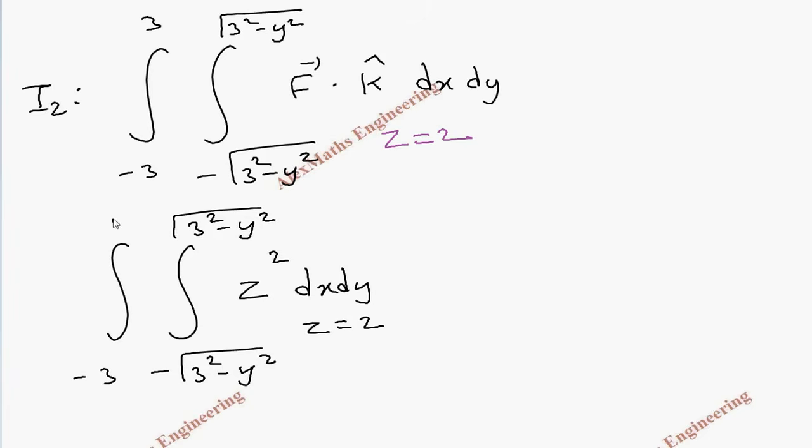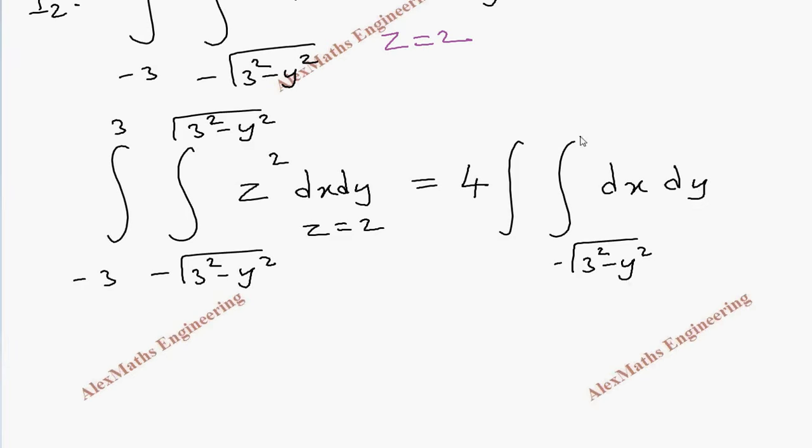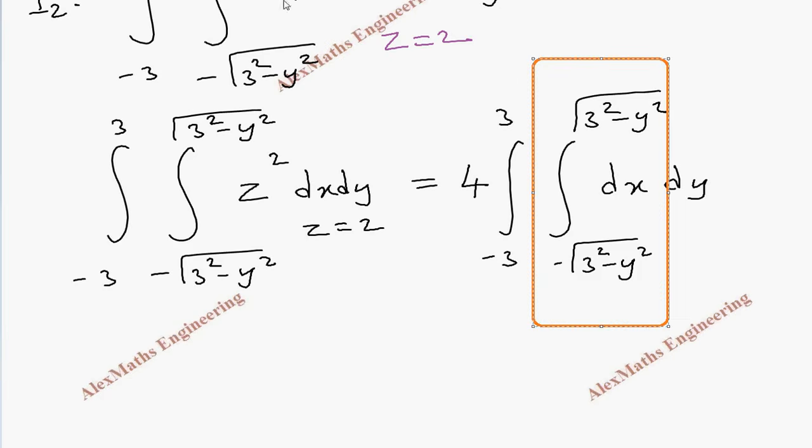This is from minus 3 to plus 3. When we substitute z as 2 here, it becomes 2 square, 4. So 4 can be taken outside. Now we have the double integral dx dy, with x from minus root of 3 square minus y square to root of 3 square minus y square, and y from minus 3 to plus 3. Now this part of the integration we are going to evaluate first, which is with respect to x.